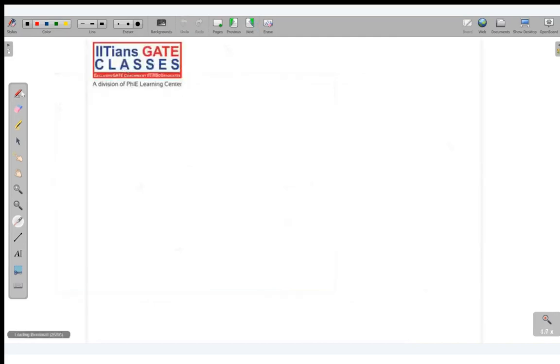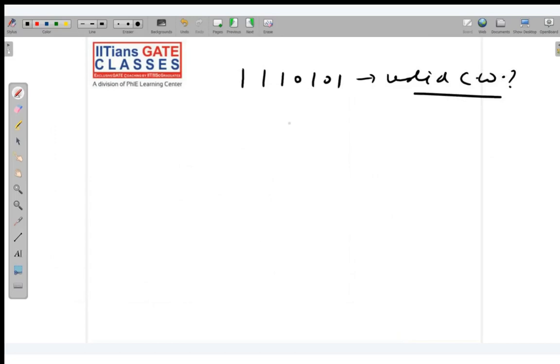So next is, say, 1110101. Is it a valid code word? Valid CW. For that, I will simply write P1, P2, D3, P4, D5, D6, D7. If something was extra, I will write here P8, then D9, and so on. But here it is not there, no problem. Anyway, they will give you 7 bits; many times 7 has come, that means a 7-bit code word. But if extra is given, then we have to do it. No need to worry.